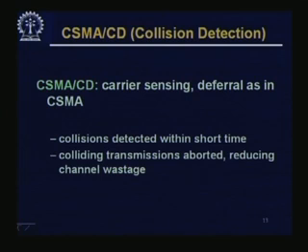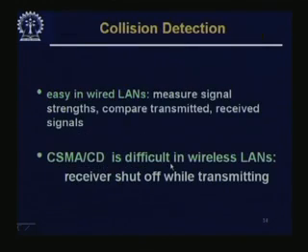So, CSMA CD is carrier sensing, deferral as in CSMA, collision detected within short time, colliding transmissions aborted, reducing channel wastage. Collision detection, of course, is easy in wired LANs: measure signal strengths, compare transmitted and received signals. So, this is how you detect a collision.